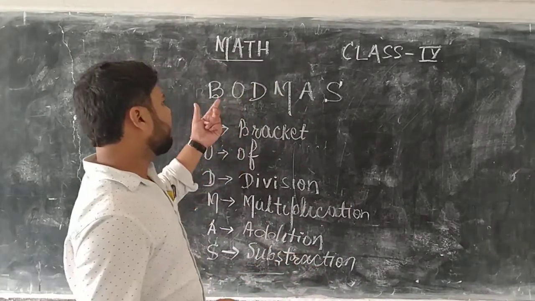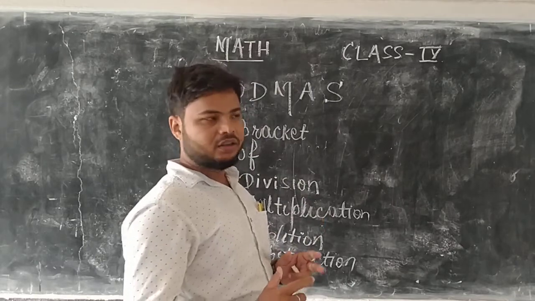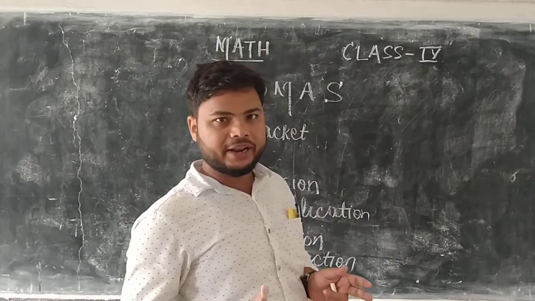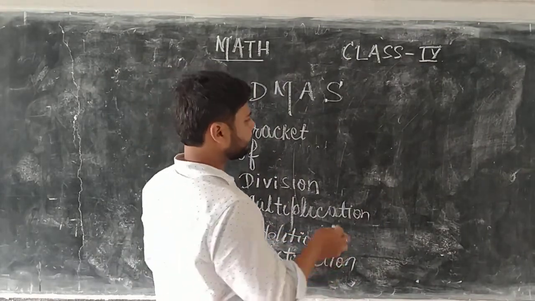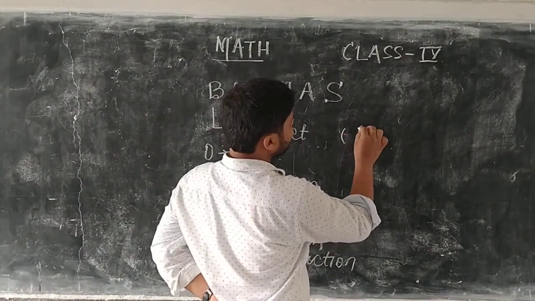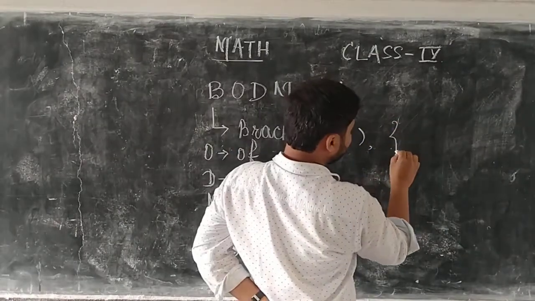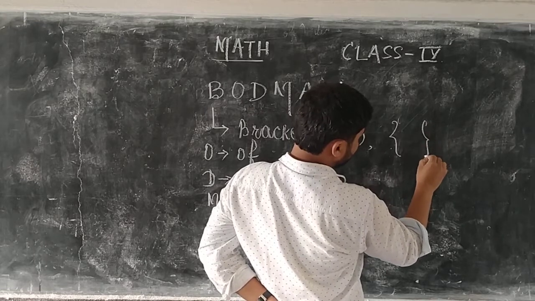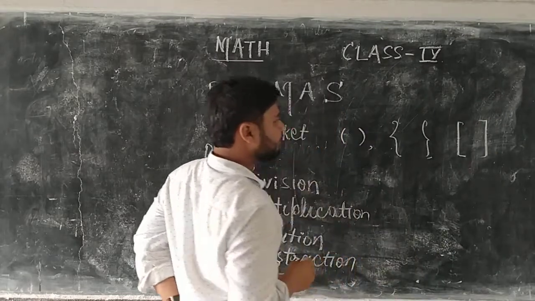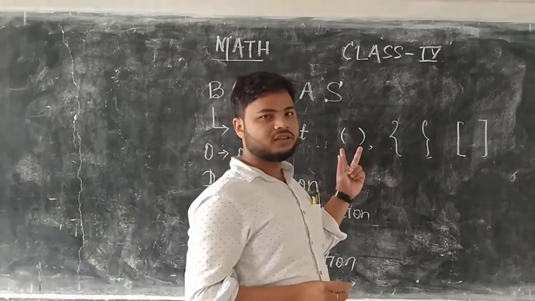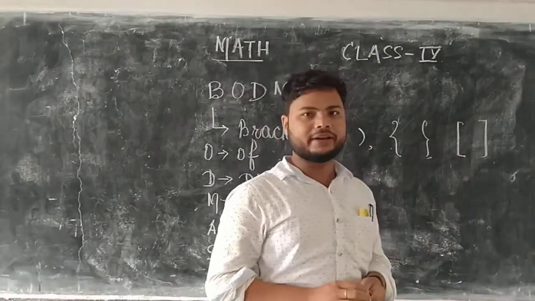If a bracket is present in that simplification, we will work the bracket first, which means the operation under the bracket. Brackets are of three types: first is the small bracket, after that the curly bracket, and after that the square bracket.